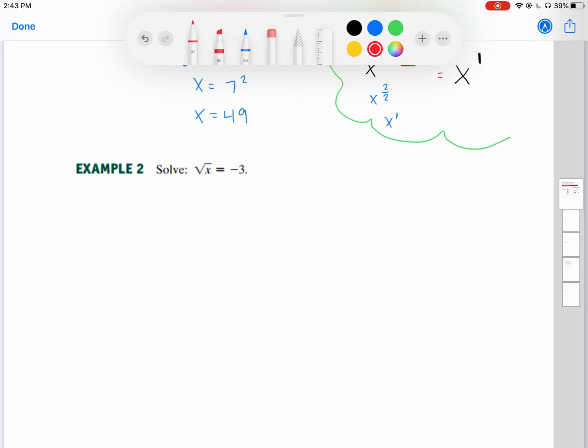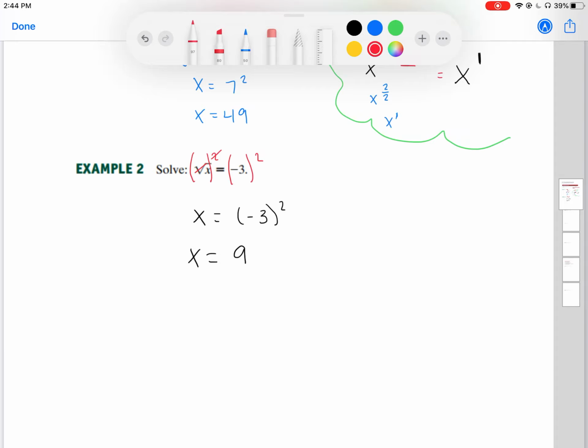So let's take a look here at example 2. We have to be careful because we can result in a false statement. Okay, so let's go through our process. Now I want x by itself, but it's enclosed by that square root. So let's go ahead and square both sides, so that our square and our radical undo each other, and we're left with x is equal to negative 3 squared. x is equal to negative 3 squared, which is 9.